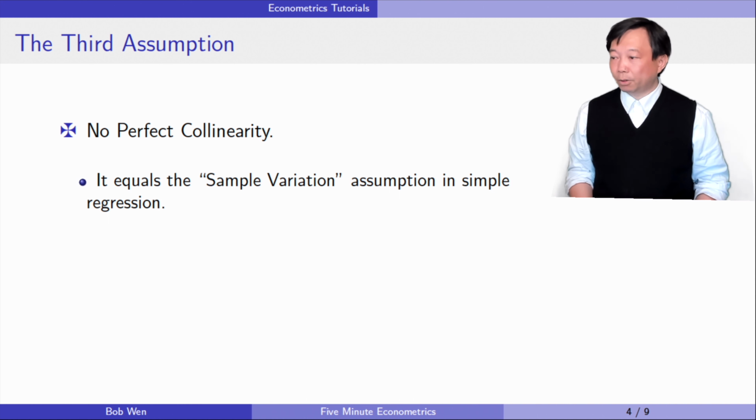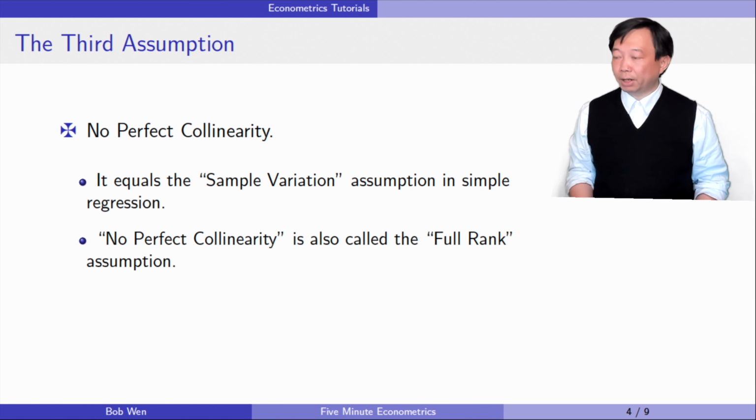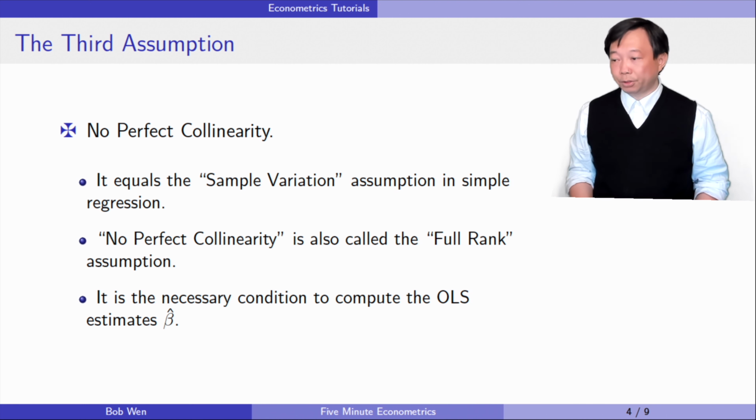The no perfect collinearity assumption in William Greene's textbook is also called the full rank assumption. The reason is that if there's no exact linear relationship among any of the explanatory variables, the matrix of the explanatory variables X has full rank K. A full rank matrix of the explanatory variables is the necessary condition for us to compute the OLS estimates beta hat.